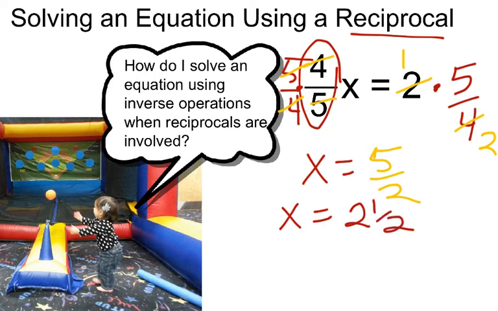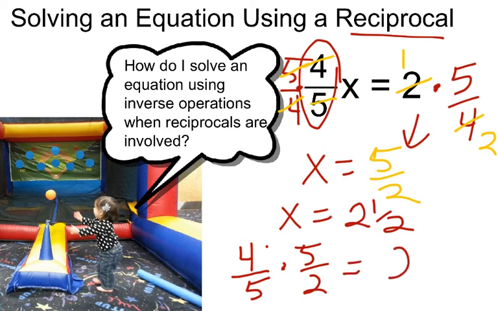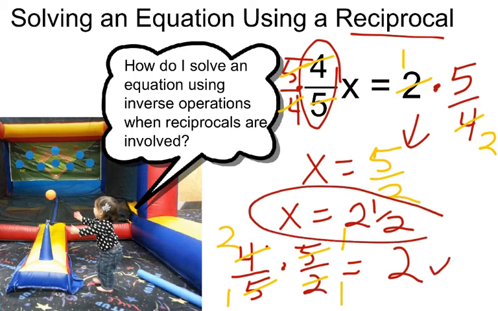Now I need to see if this is right. And I'm going to actually leave it in this form because it's easier. Is 4/5 times 5/2 equal to 2? Let's look at our cross-canceling opportunities. We have 4 and 2. Both have a 2 I can factor out, so that gives me 1 and 2. And my 5s both have a 5 I can factor out, so that gives me 1. 2 times 1 is 2. 1 times 1 is 1. 2 over 1 is equal to 2. So this problem does check out. x equals 5/2 or 2.5.